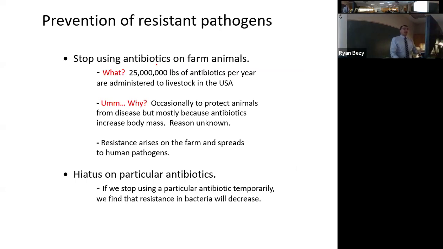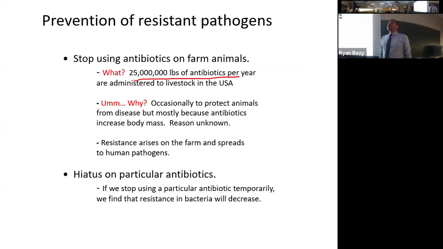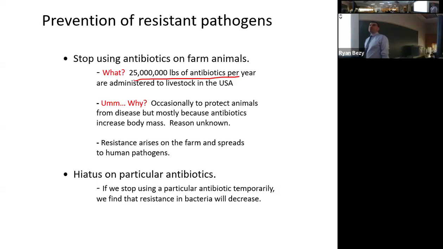Stop using antibiotics on farm animals. 25 million pounds of antibiotics per year are administered to livestock in the US. Not to treat disease. It's put into their daily feed. It's not a disease preventative. It's not a disease treatment. Instead, for some reason, putting antibiotics into their feed regularly results in almost a steroid-like action where you get more muscle mass per animal. So you get bigger, bulkier chickens and pigs and cows. And if there's more meat on a cow, the farmer gets more profit per cow.